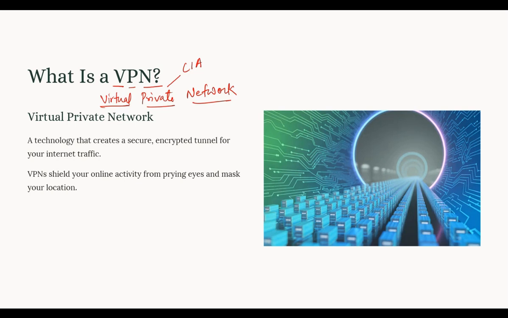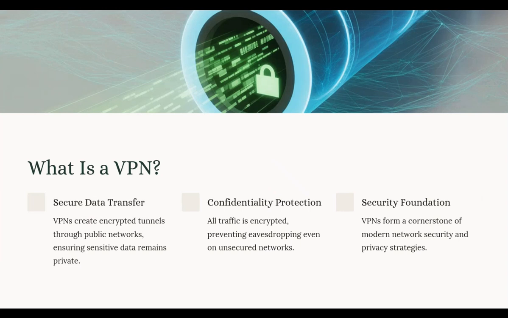So virtual private network secures or protects the data that is transmitted over internet from man-in-the-middle attacks. It is a technology that creates a secure encrypted tunnel for your internet traffic or your private traffic passing through the internet. It shields your online activities from prying eyes and masks your location. So by these ways, it protects the private data that is being shared across the internet, that is the public infrastructure or public network.